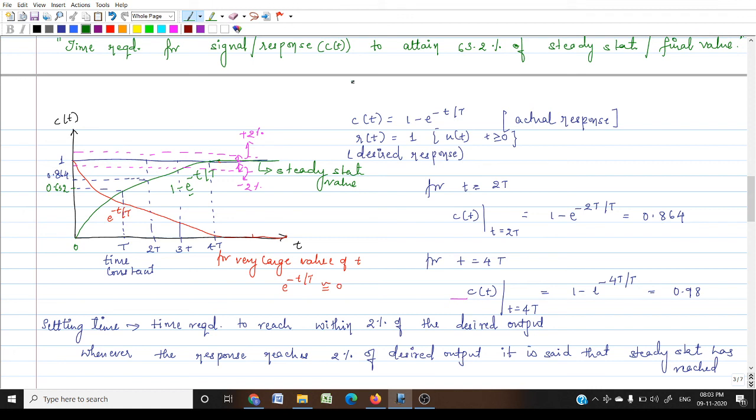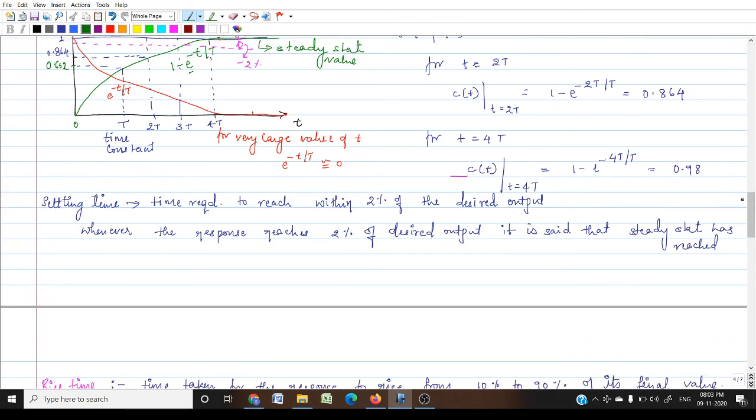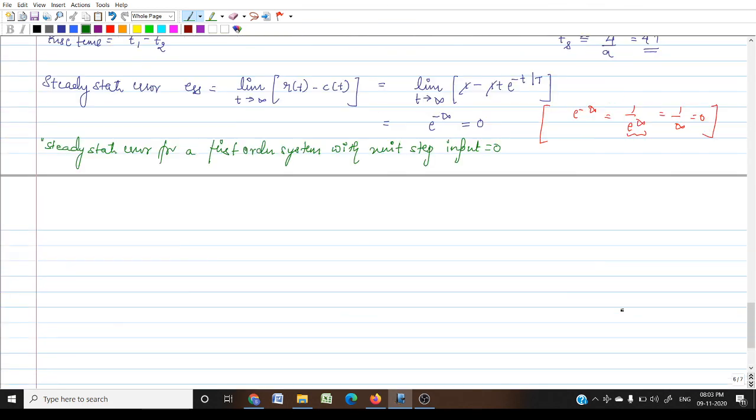So this is a very favorable characteristic of a system. At t equal to infinity, or when the system reaches the steady state, your actual output and your desired input are both the same. This is what steady state error equal to zero signifies. So this is one of the important characteristics of a first order system with unit step input.